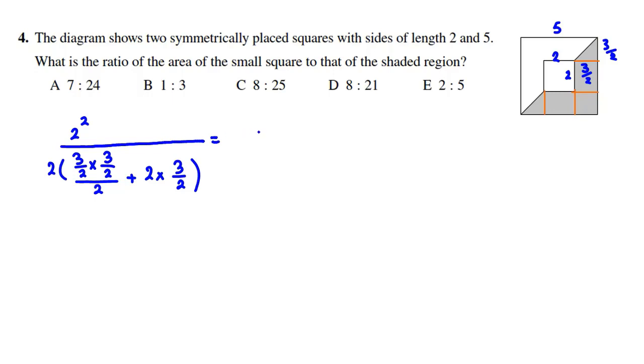Let's simplify. 2 squared is 4. These 2s can cancel with these 2s. 3 times 3 is 9, 2 times 2 is 4. Plus 2 times 3 is 6. Now we multiply both numerator and denominator by 4 to get rid of this denominator. 4 times 4 is 16, 9 plus 4 times 6, 24.